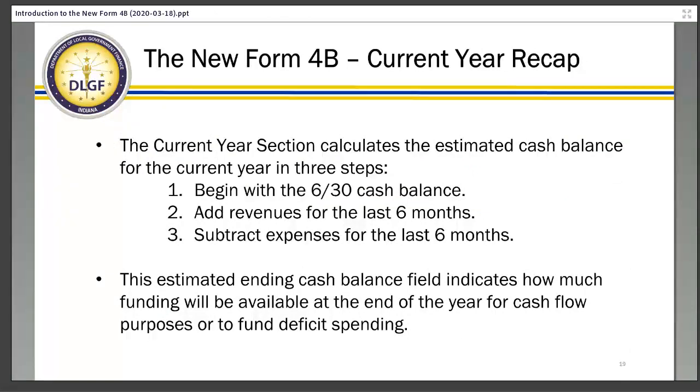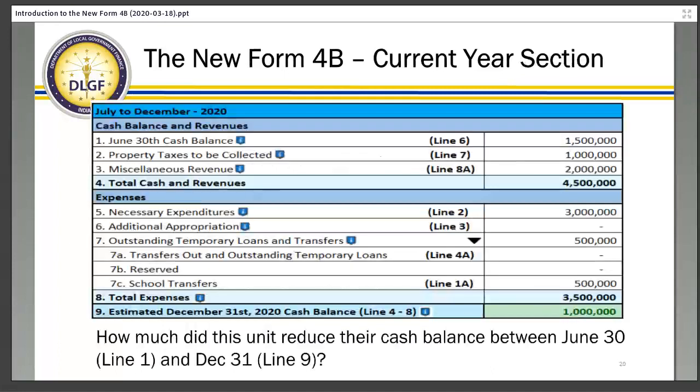So just a quick recap. For the current year section, we started with the June 30th cash balance. We added in revenues for the last 6 months. We subtracted out any expenses for the last 6 months, and we ultimately ended up presenting a subtotal that represented your estimated cash balance for December 31st.